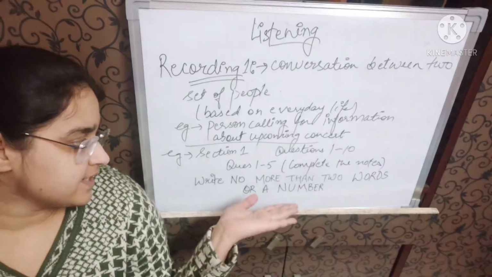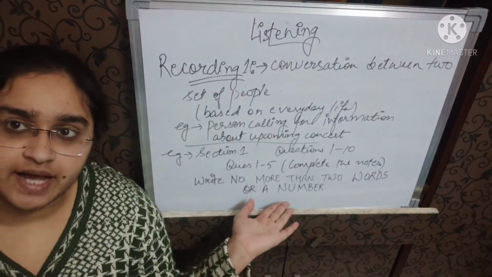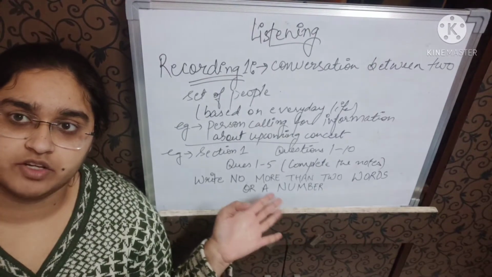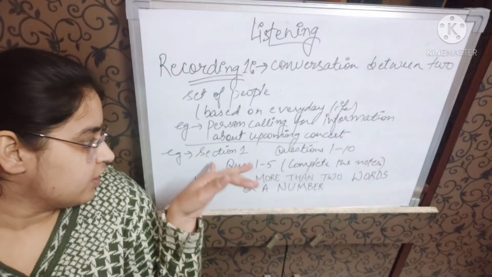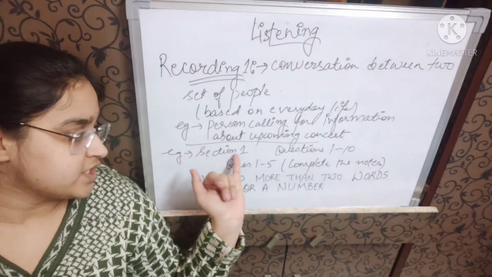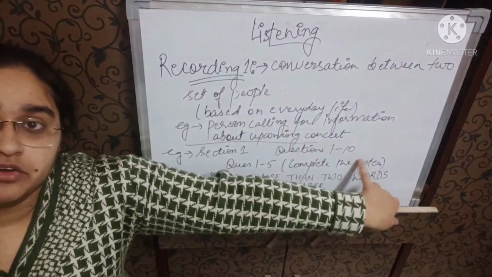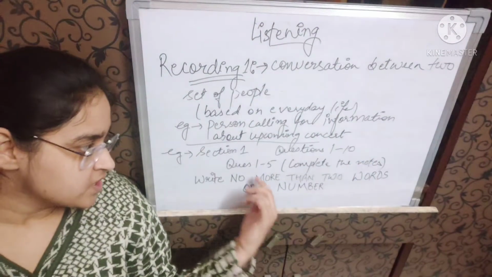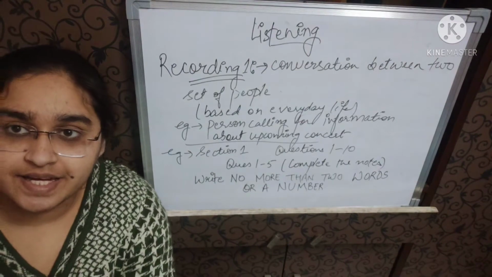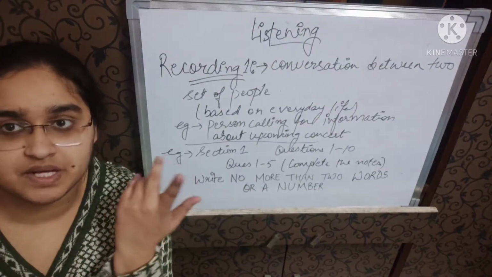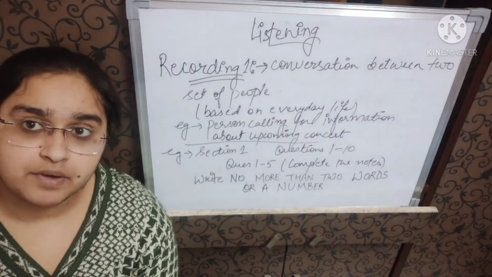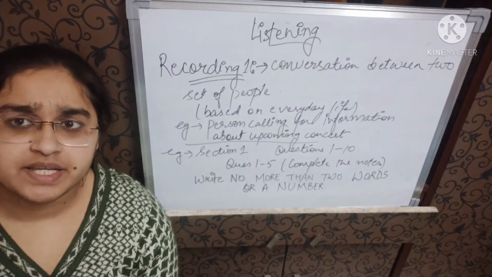So here is the example of how the questions and instructions are given on the question booklet, right? On the first page, Section 1 consists of questions 1 to 10. Questions 1 to 5 consist of completing the notes, and questions 5 to 10 may consist of MCQs, or a map, or different things, right?